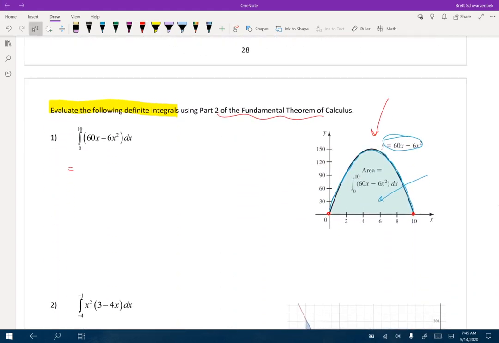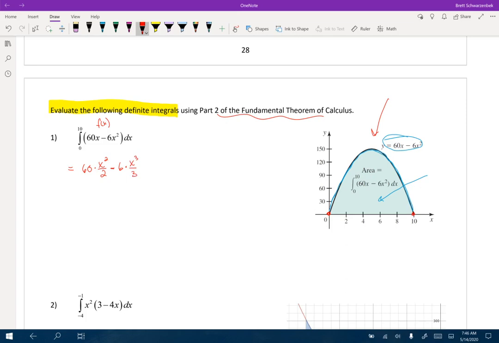Okay, so what we need to do is take the antiderivative of this. This right now is f of x. We need to find capital F of x. So what is that? Well, we take 60 as our constant and then we integrate, or in other words, find the antiderivative of x. Well, what's the antiderivative of x? It's x squared over 2. Bring down the minus. We have a constant of 6 that comes along for the ride. We integrate x squared, which is x cubed over 3.